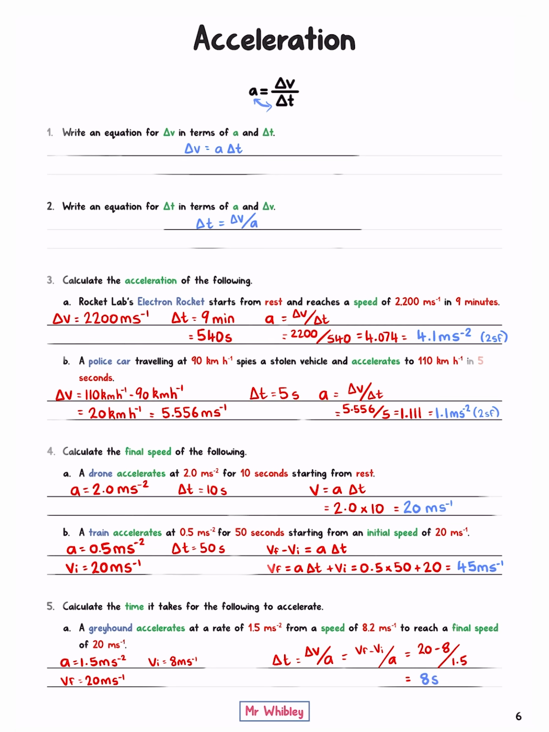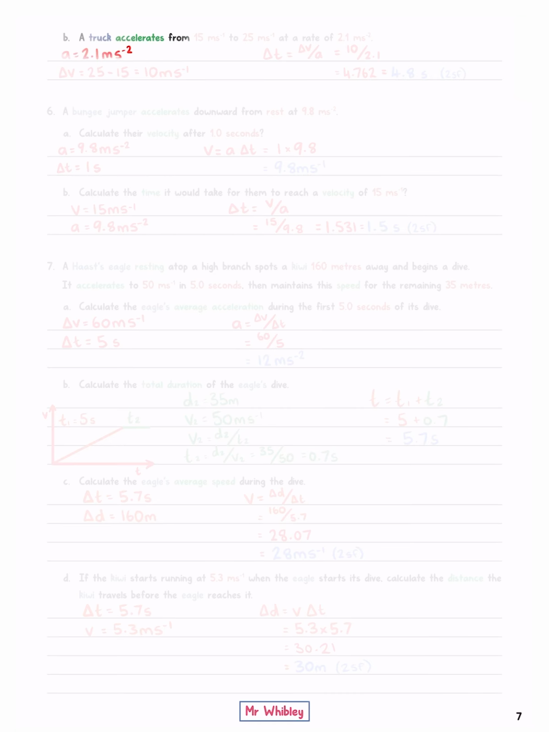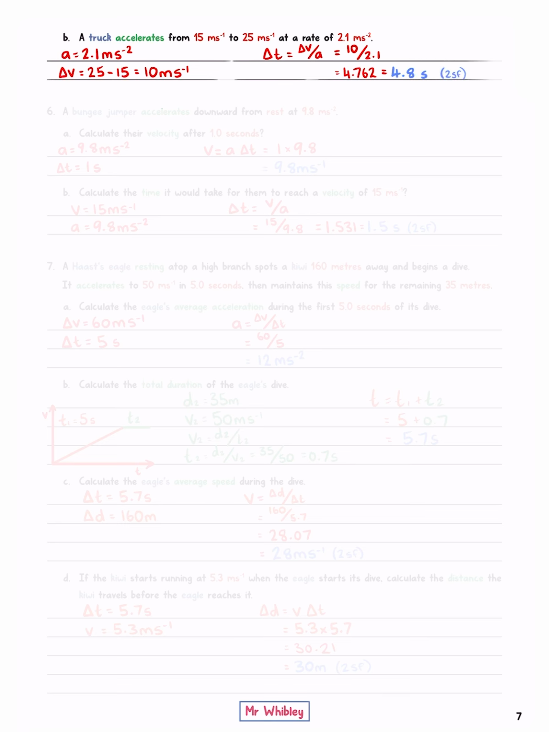gives us 8 seconds. A truck accelerates from 15 meters per second to 25 meters per second at a rate of 2.1 meters per second squared. We have our acceleration. Our change in velocity is 25 minus 15, which gives us 10 meters per second. Using our duration equation, putting in our numbers, gives me 4.762, or 4.8 seconds to two significant figures.